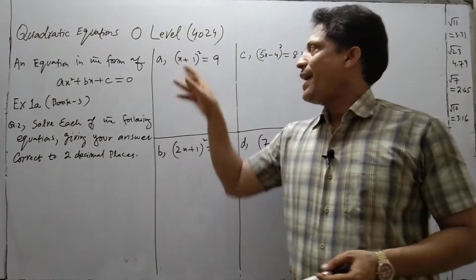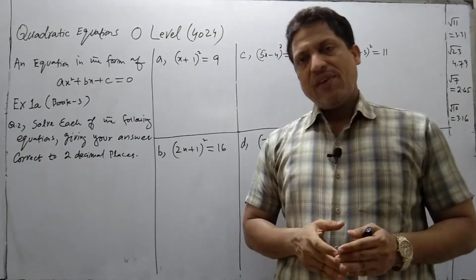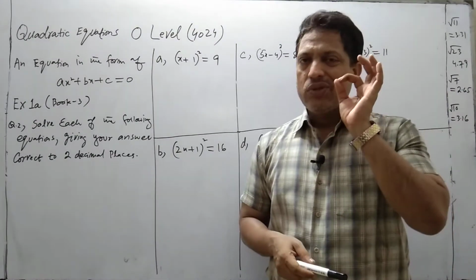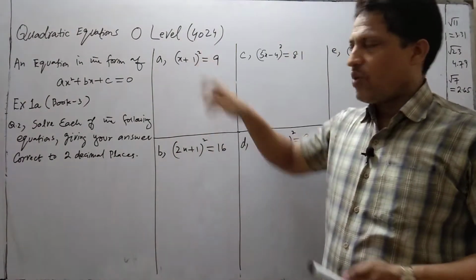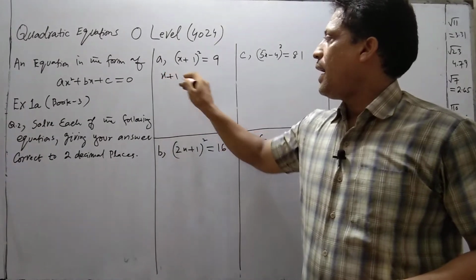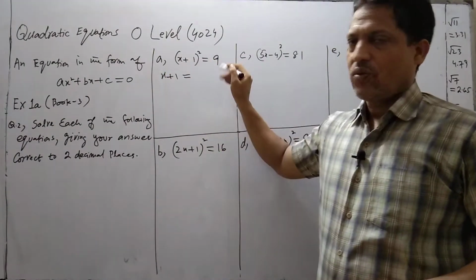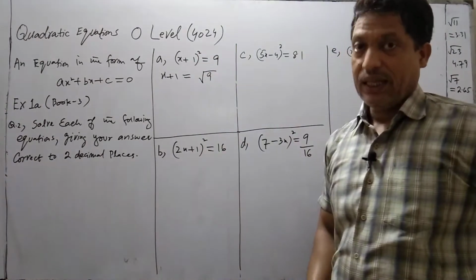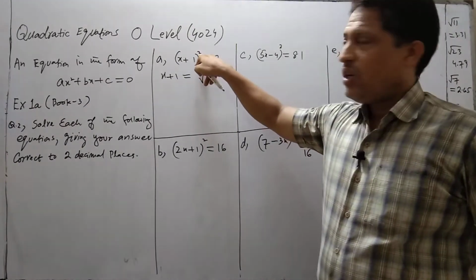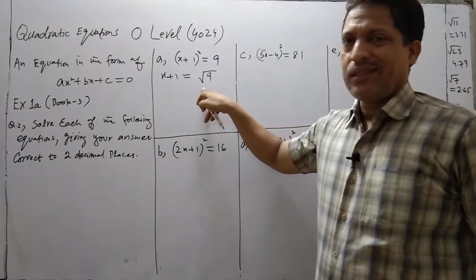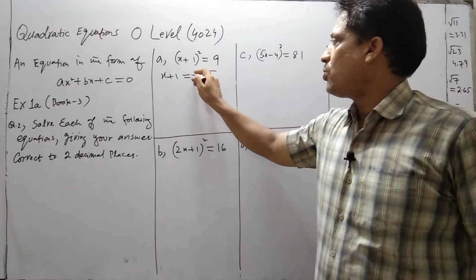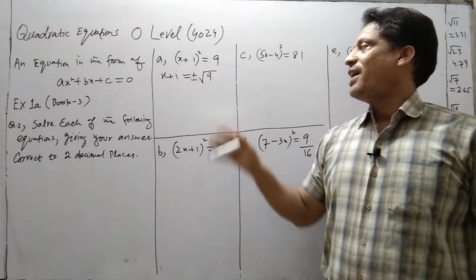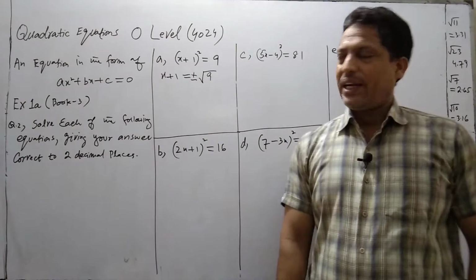So don't expand the whole square with the help of a plus b whole square formula or a minus b whole square formula. You just drop this square like this, x plus 1, drop this square. If you drop this square, you have to put square root on other side. But whenever you drop the square and you place the square root on other side, you should write plus and minus sign as well. Always write plus and minus sign when you take square root on both sides.